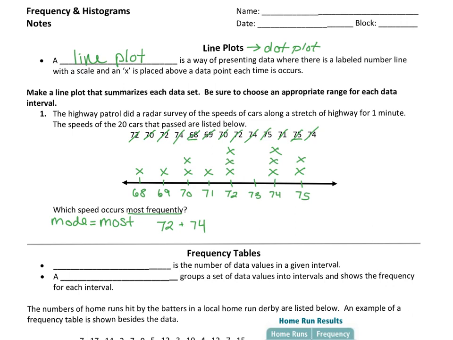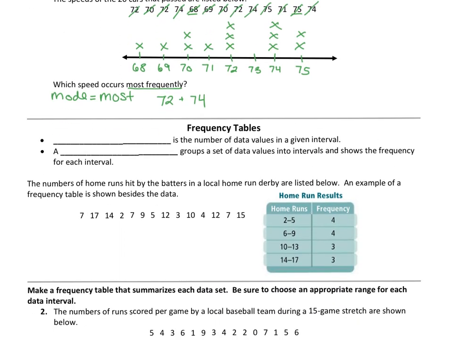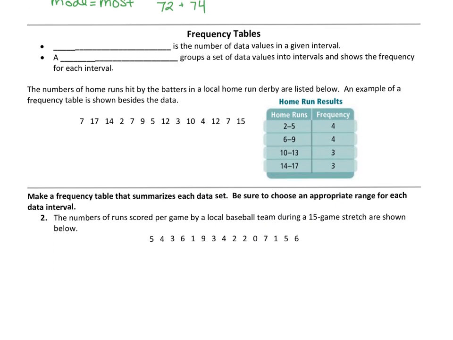So a frequency table is similar to a line plot, except that we're looking at the number of times something occurs within a certain interval. So a frequency is the number of data values in a given interval. And a frequency table groups a set of data into intervals and shows the frequency at each interval.